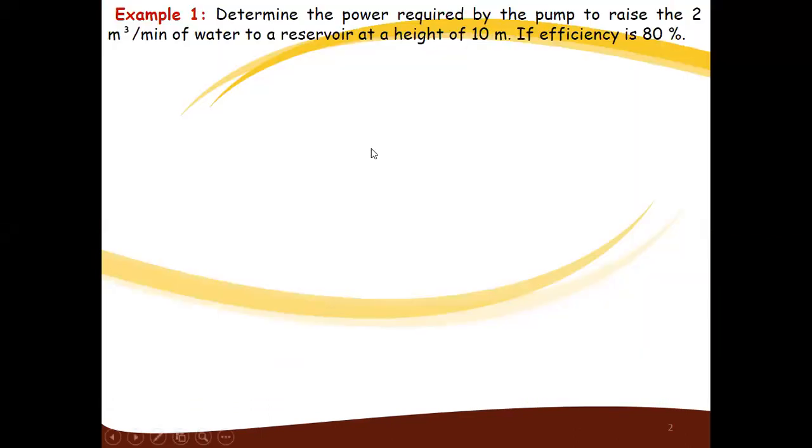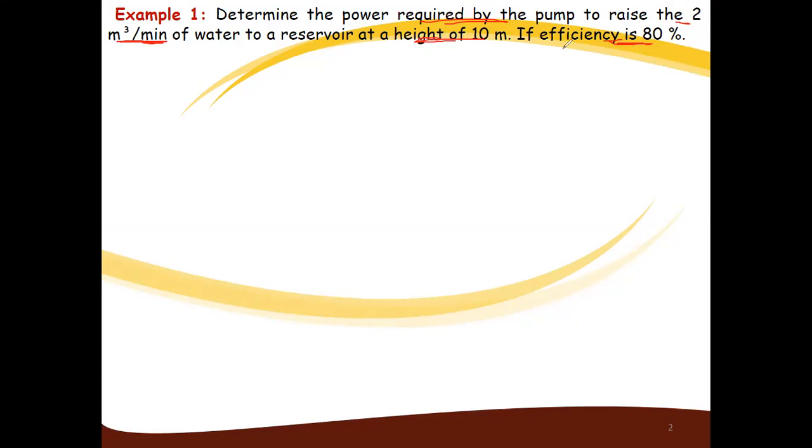So first example, we will see the first problem. Determine the power required by a pump to raise 2 meter cube per minute of water to a reservoir at a height of 10 meter. So this is the head or height given. If efficiency is 100%. So this problem will be asked in exam up to 4 to 6 marks. So we'll see how to solve this problem.